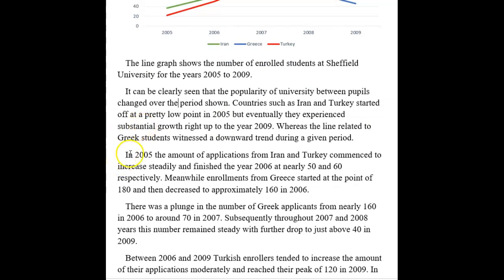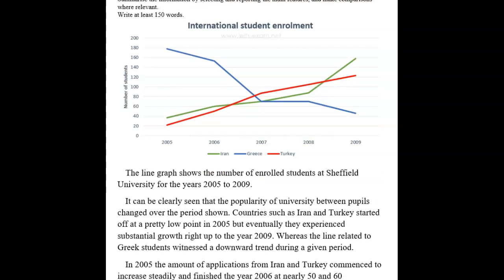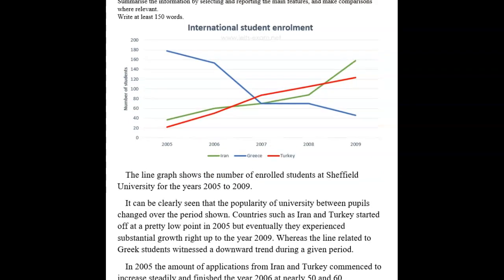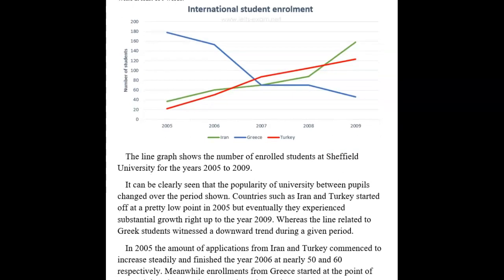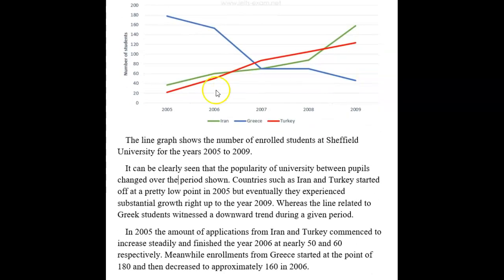So in 2005, the enrollment from Iran and Turkey commenced to increase steadily. Okay, you should tell me where it is. And finished the year 2006 at nearly 50 and 60 respectively. Let's see. Iran and Turkey finished the year at 50 and 60 respectively. Okay, it's really meaningful though if you tell me where that number started. Because you went straight to 2006 without telling me where it was.